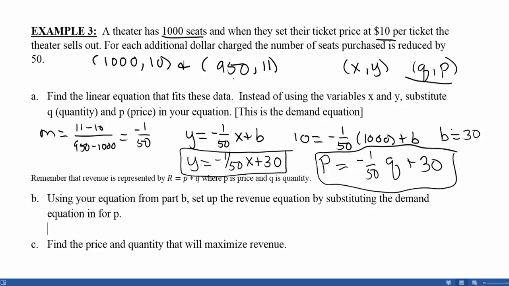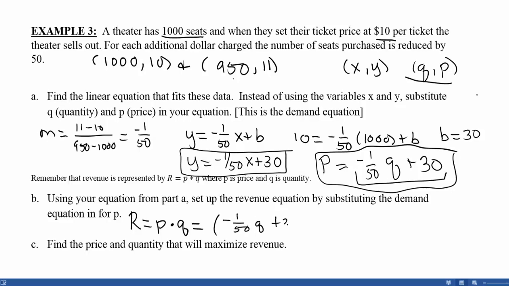Now, remember from before that revenue is price times quantity. Part B. Using your equation from part A, set up the revenue equation by substituting the demand equation in for P. So what does that mean? Remember, revenue is price times quantity. What this is saying is that instead of P, we're going to use what we just found for P setting up our demand equation. So that's going to give me negative 1/50th Q plus 30 times Q.